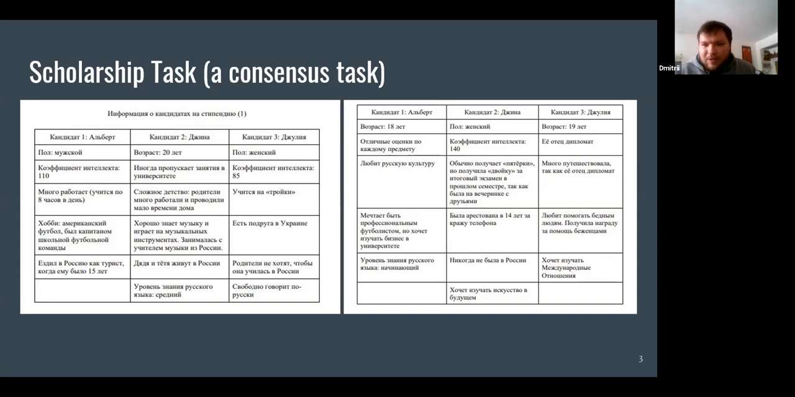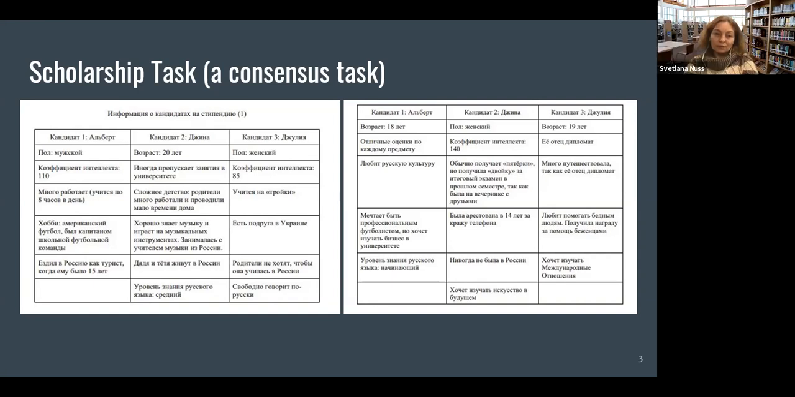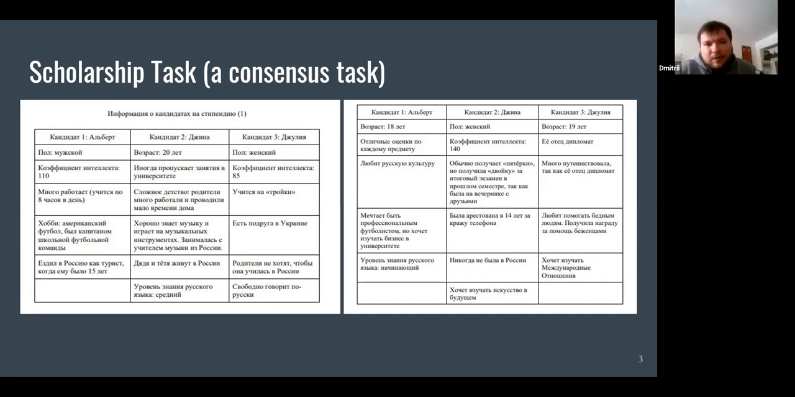And they don't have to come up with a consensus, maybe. So the process is more important than the final outcome, right? This is a scholarship task, but there are different versions of consensus tasks widely used in research and TBLT.